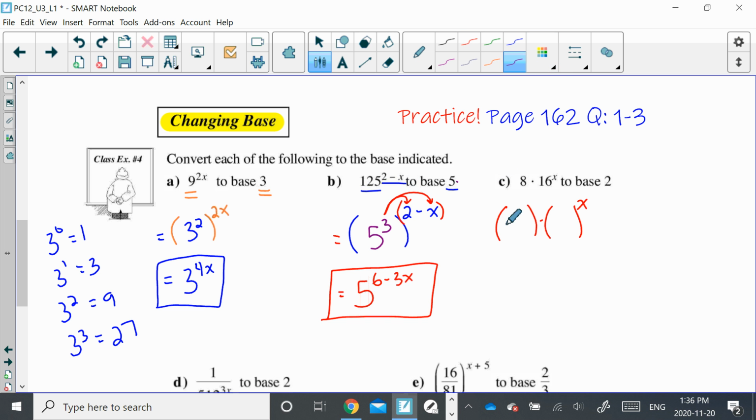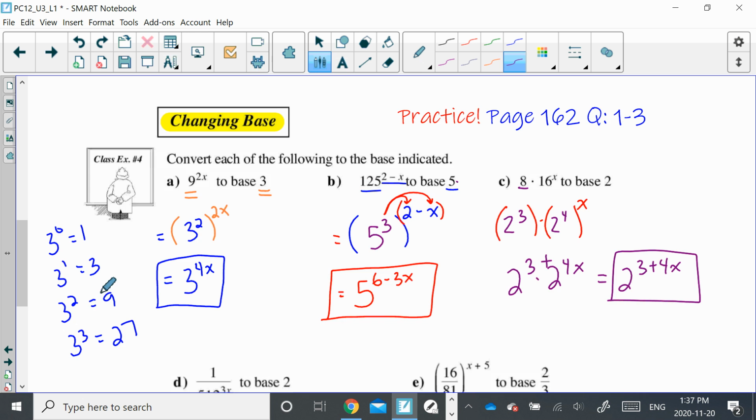So how do I get that 8? 2 to the power of 3 gives me 8. 2 to the power of 4 gives me 16. I converted both of these to base 2. This is power to a power, I must multiply. So I have 2 to the power of 3 times 2 to the power of 4x. This is now product law, which states that you must add your exponents. 2 to the power of 3 plus 4x would be your answer.